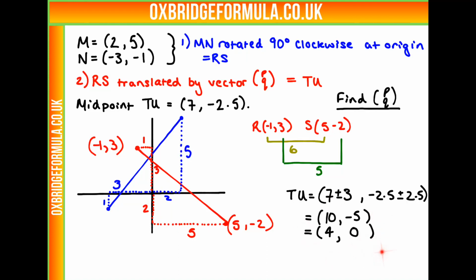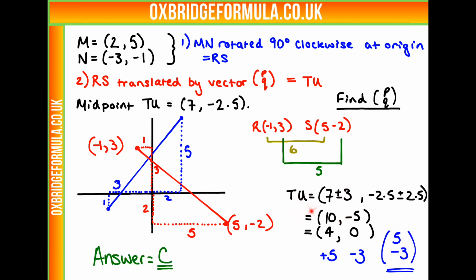Now we have our TU points and our RS points, we can work out how it's been translated. Let's look at this. We can see that there's a change of 5 in our X values. So we've got -1 plus 5 is 4, and 5 plus 5 is 10. And we can see that 3 minus 3 is 0, and -2 minus 3 is -5. So this is our translation vector that we're using to translate R and S to TU. So PQ is (5, -3), and so our answer is C.